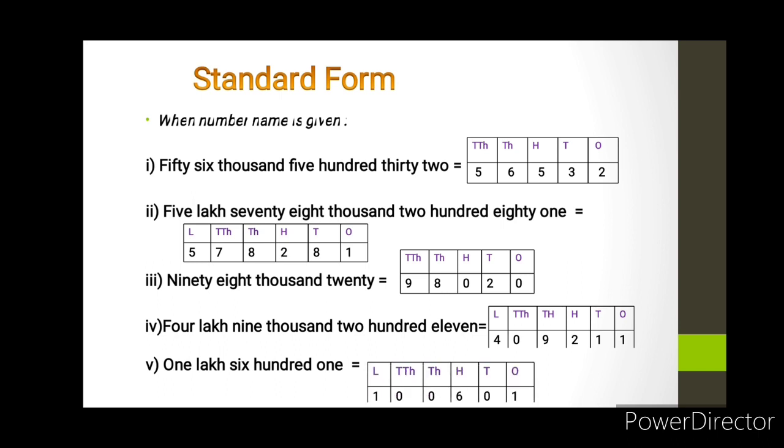1,06,101. How to write this? 1 lakh, so 1 is at lakh place, 600, that means 6 will be directly going to 100 place, okay, and then lastly 1, which means 1 will be at ones place. The other places, that is 10,000, 1000 and tens, there we will put 0 simply, okay. Let's move ahead.